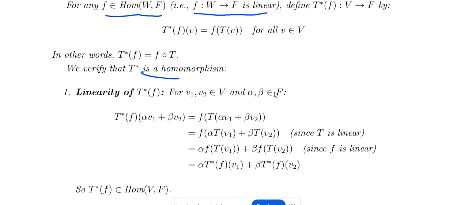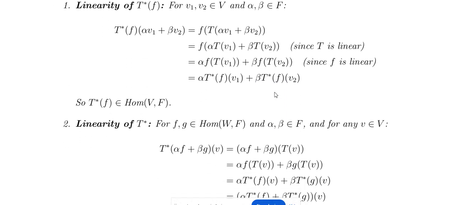எப்படி வெரிஃபை பண்ணலாம்னா ஜஸ்ட் யூஸிங் த லீனியாரிட்டி ப்ராப்பர்ட்டி, அதாவது ஐடிஷன் க்ளோஷர் அண்டு ஸ்கேலார் மல்டிப்ளிகேஷன் ரெண்டுத்தையும் கம்பைன் பண்ணது லீனியாரிட்டி ப்ராப்பர்ட்டி. So T star of f of alpha v1 plus beta v2. So f of T of alpha v1 plus beta v2 by the definition. So alpha T of v1 plus beta T of v2, this is f of T of v1 plus alpha f of T of v1 plus beta f of T of v2. So alpha times T star of f of v1 plus beta times T star of f of v2. So we get the result.